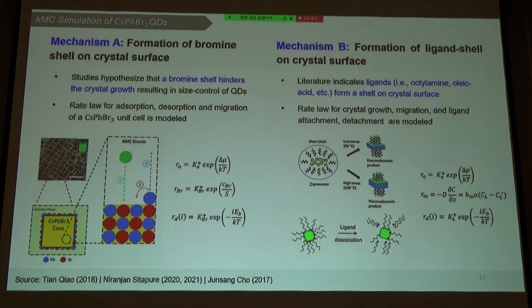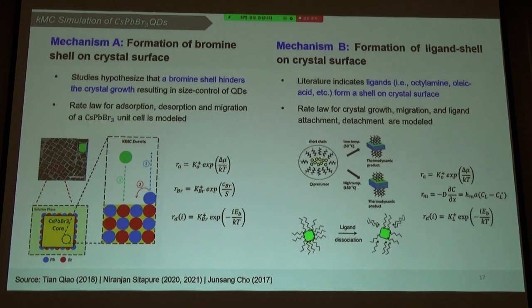In this case, we can consider different rate laws for adsorption, desorption, and migration of the bromide unit cells, and that particular work is published here. Another school of thought is the formation of a ligand shell on crystal surfaces. According to some literature, a ligand forms a shell on the crystal surface and can help precursors transport all the way to the surface, and because of which the crystal will grow.